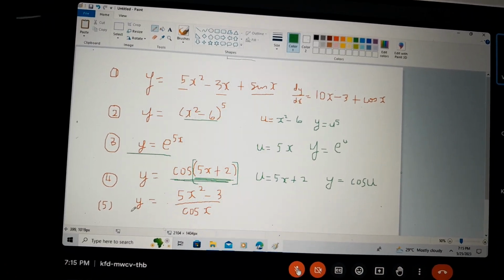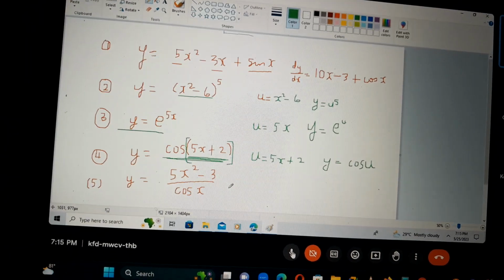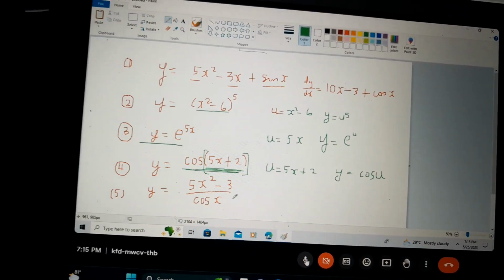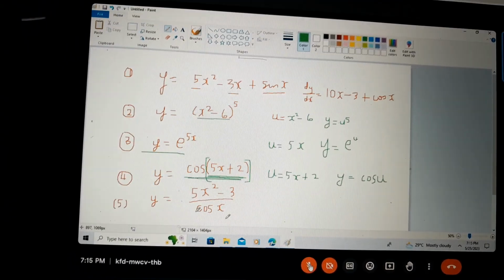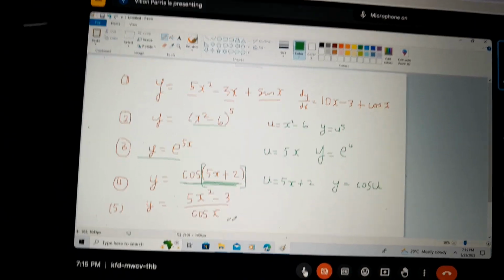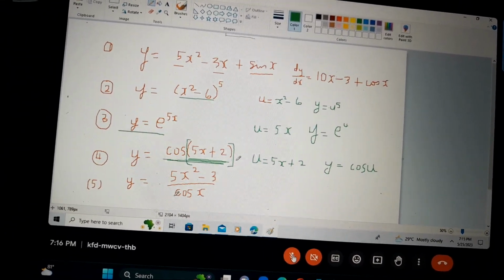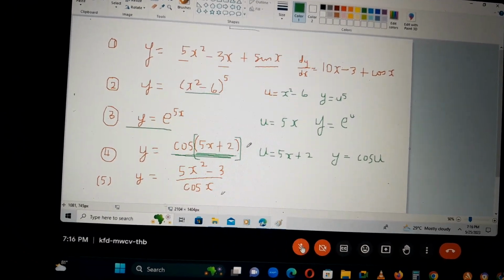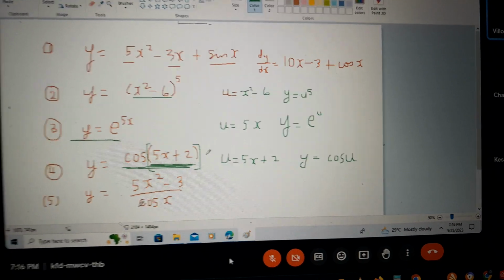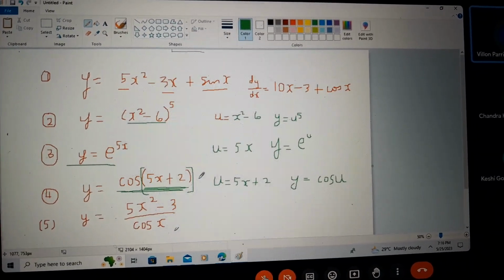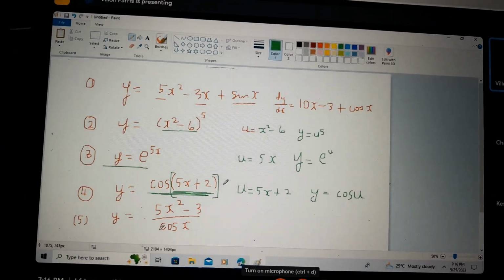So what about the final one? Y is equal to 5x squared minus 3 over cos. I'm thinking quotient. So do we have to employ the chain rule here? I'm thinking no, sir. Anyone else? Yes, no? Do we have to employ the chain rule?